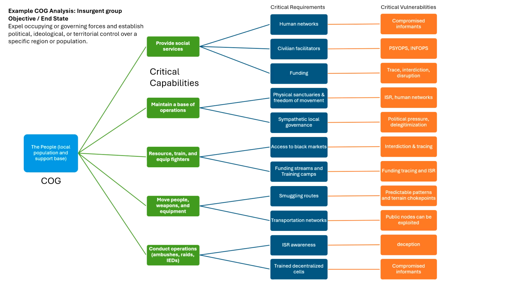This type of analysis helps planners understand how the insurgency functions, where it depends on support, and where it is most at risk. That enables actions that disrupt the system without always needing to attack it head-on.